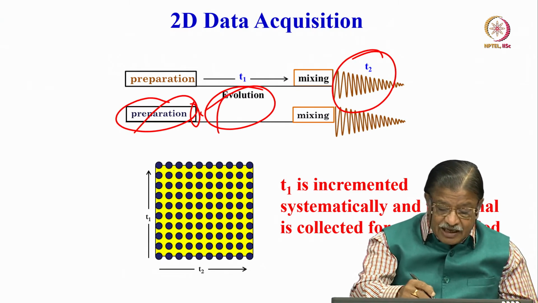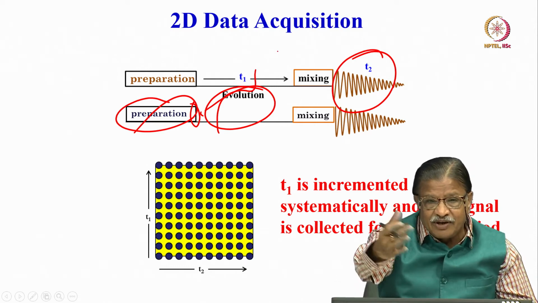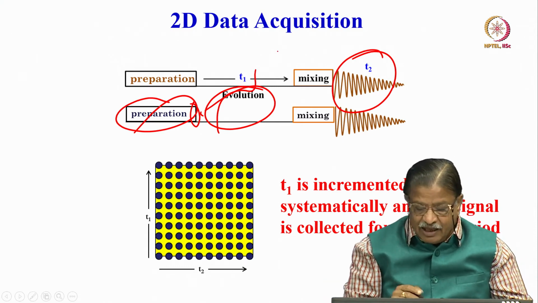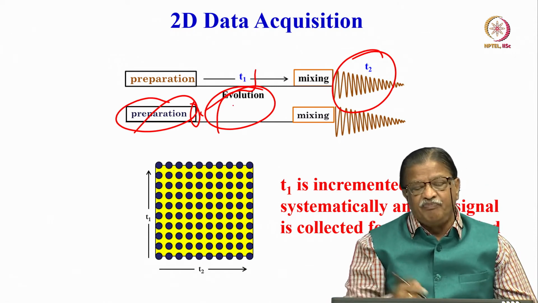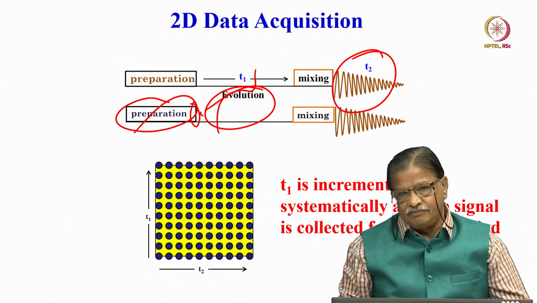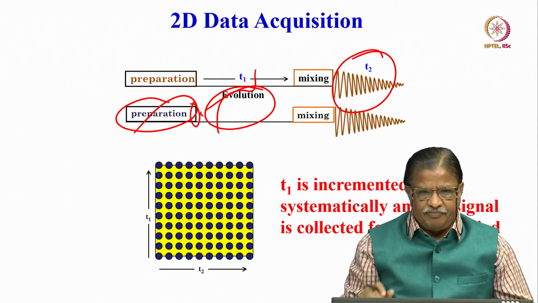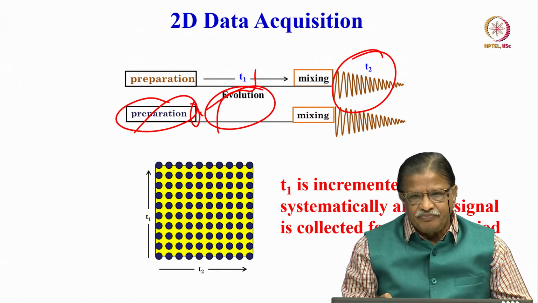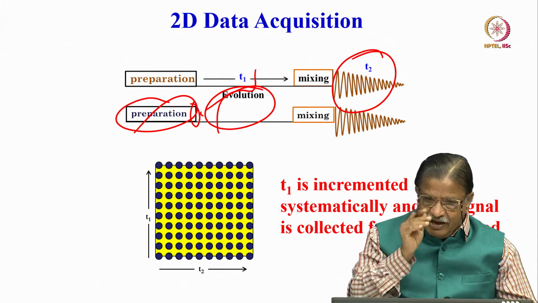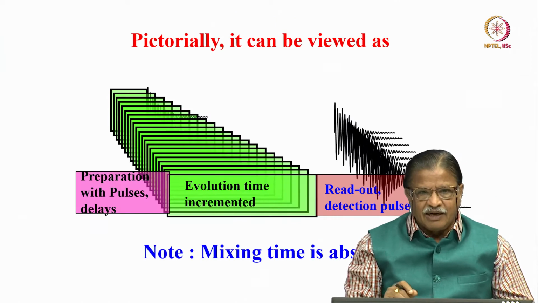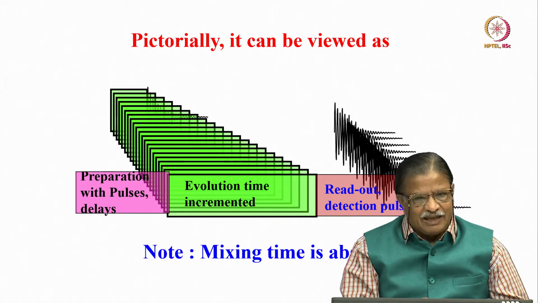So essentially, T1 is systematically incremented, and for each T1 period we collect the signal in the T2 period. Okay, that is constant. Now what is happening in the T1 period? We will understand that. So this is the way 2D data is acquired. But now, pictorially, if you look at it, it looks like this.